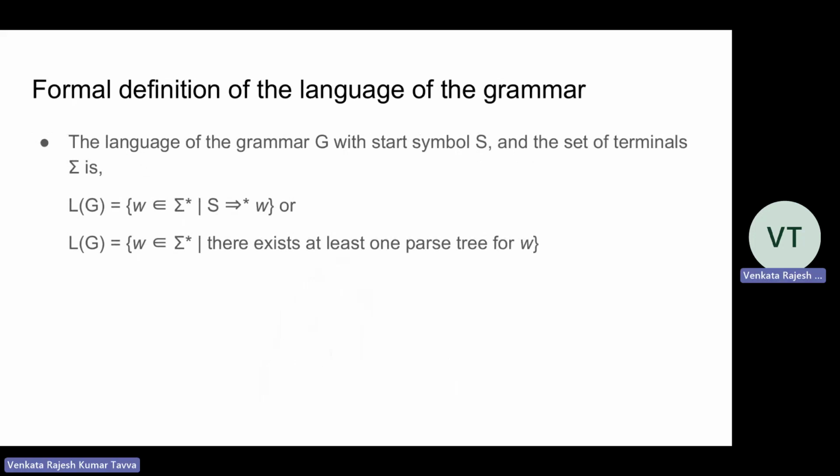So there are two different ways. Either W can be derived from the start symbol of the grammar, or W will have a parse tree. That's it. Either way is fine.